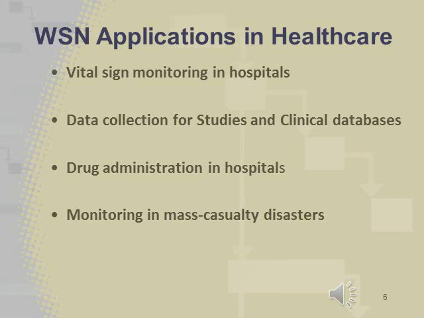WSNs can also be used for monitoring in mass casualty disasters, as they are small and portable, and can be used to spontaneously notify the triage levels of various victims and help keep constant track of their health status.